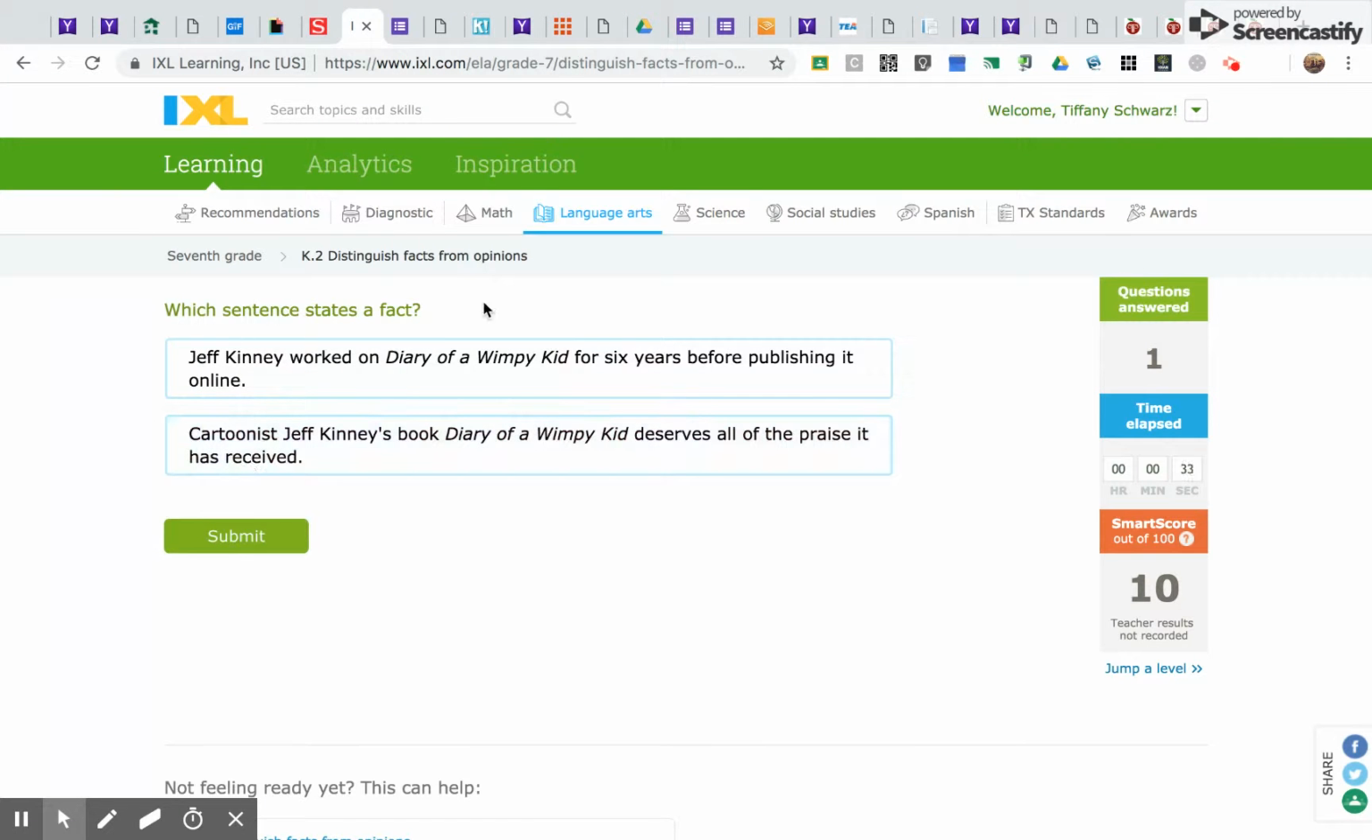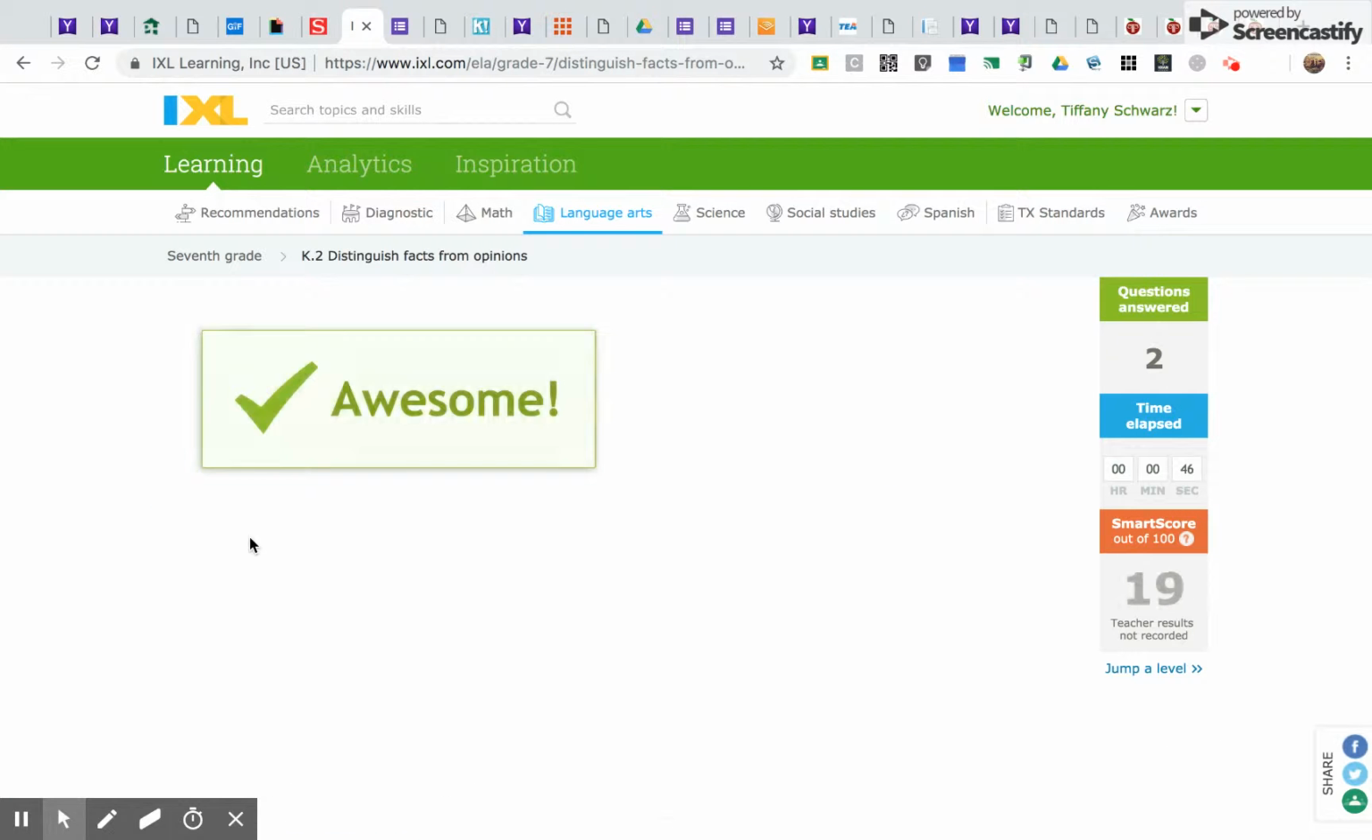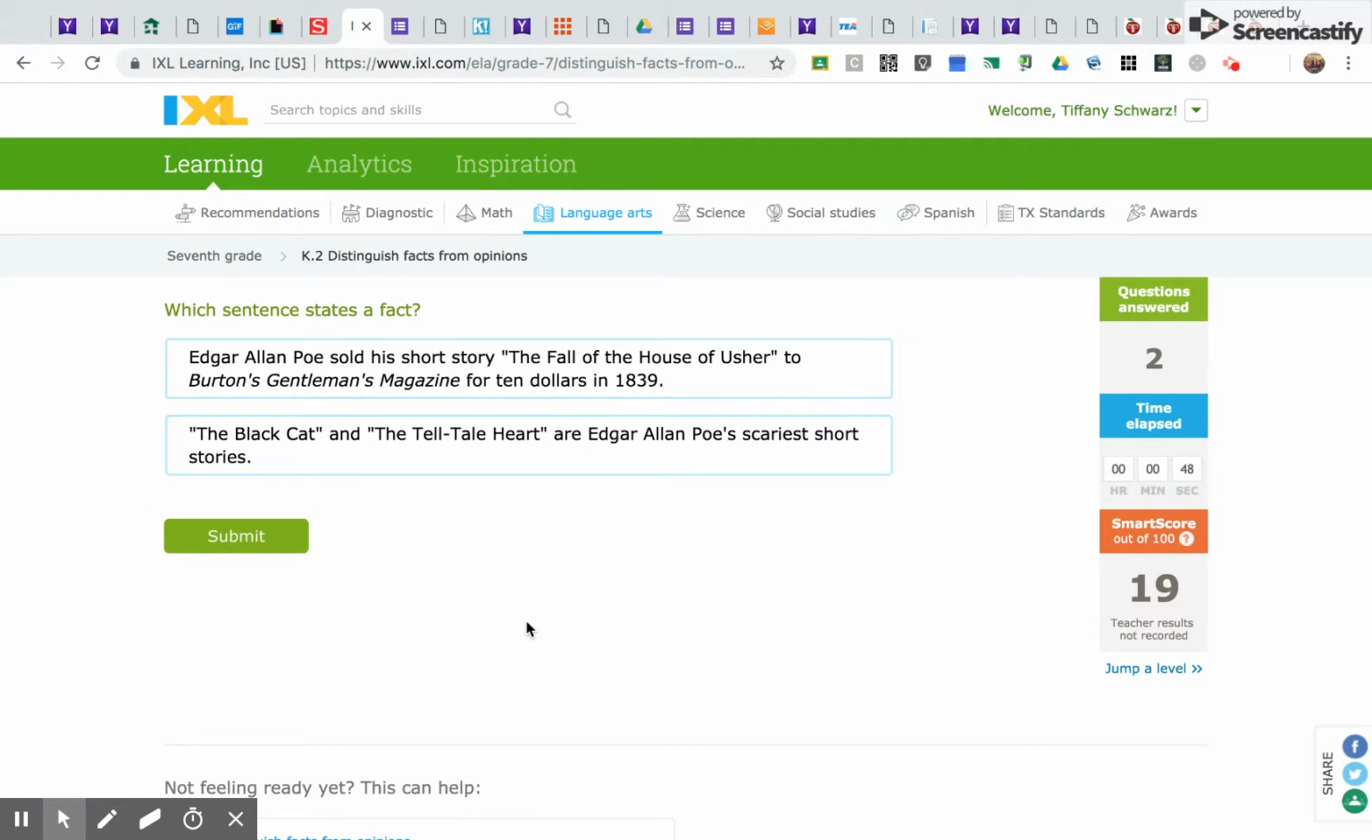Now we're wanting another fact. Jeff Kinney worked on Diary of a Wimpy Kid for 6 years before publishing it online. Cartoonist Jeff Kinney's book deserves all of the praise it has received. This is an opinion. This one's a fact. Okay? So go through these, finish these. So that is 7th grade D4, 7th grade H2, and 7th grade K2.